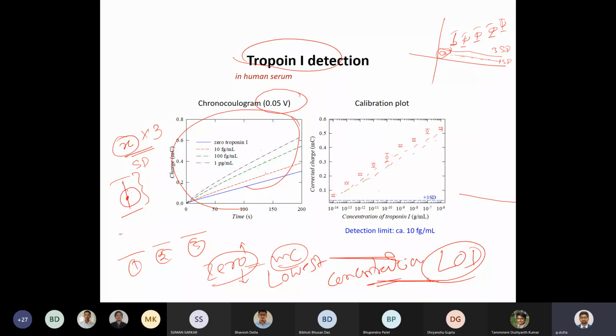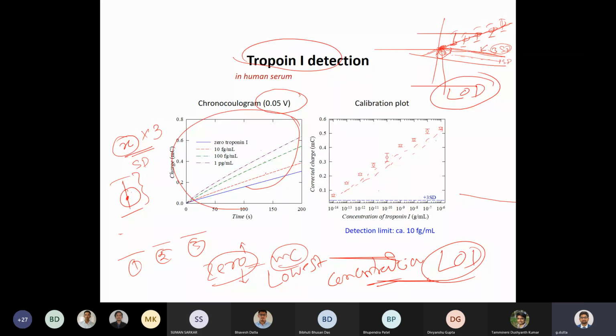So we are actually using this bar as the zero line. This is the 3 times standard deviation line in the calibration curve, and it now becomes the zero line. Now, if you draw a straight line through all the concentrations, where it intersects this 3 times standard deviation line will be your limit of detection. This is the lowest concentration you can actually measure.